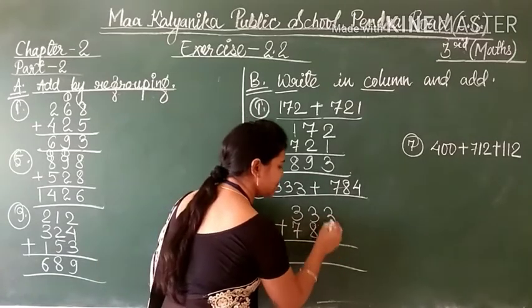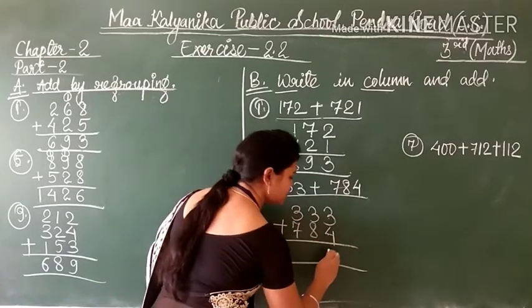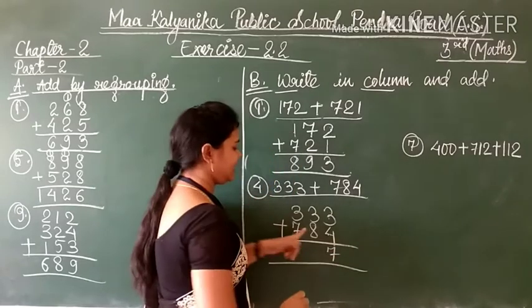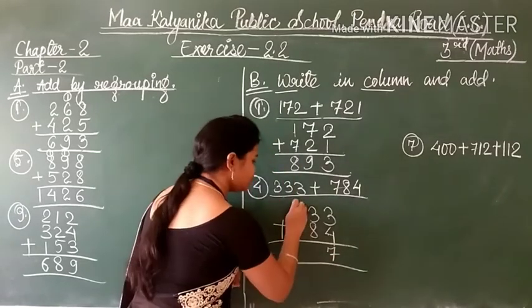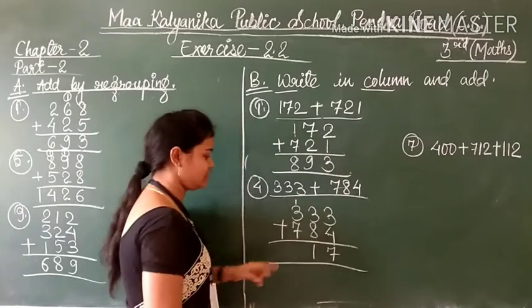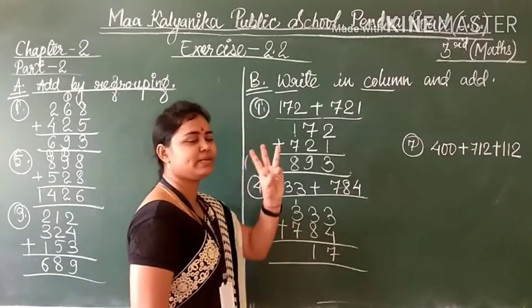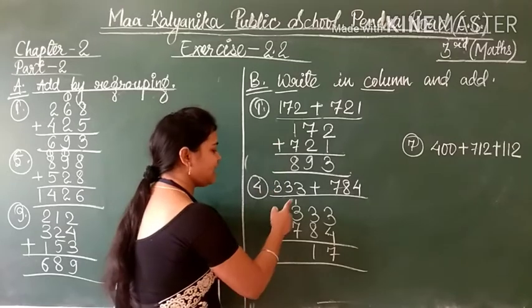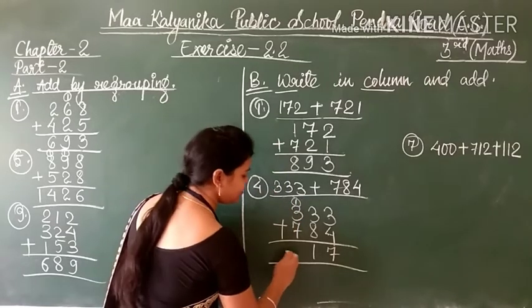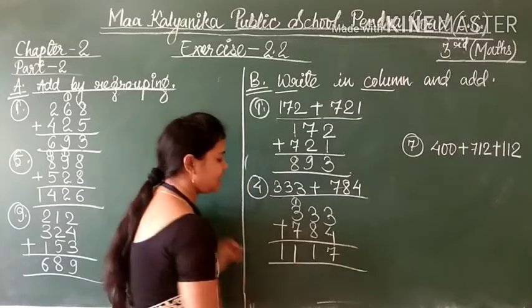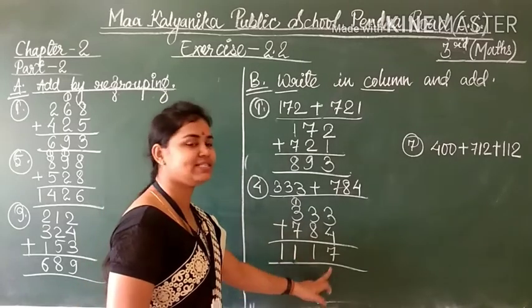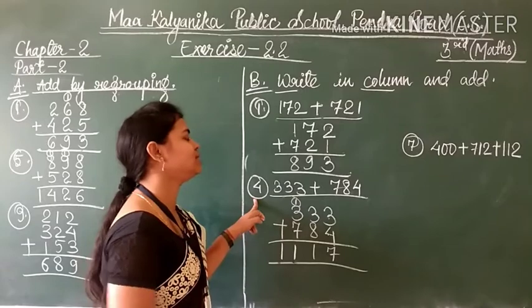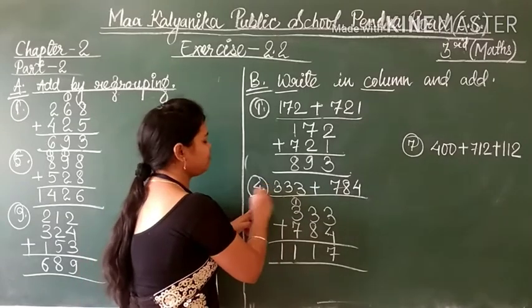4 plus 3, 3 plus 4. Sorry, 3 plus 4 is 7. 8 plus 3, 8, 9, 10, 11. 1, 1, 11. 7 plus 3, 8, 9, 10 and 1 carry is there, 11, 1, 1, 11. So the answer is 1117 of question number B4.